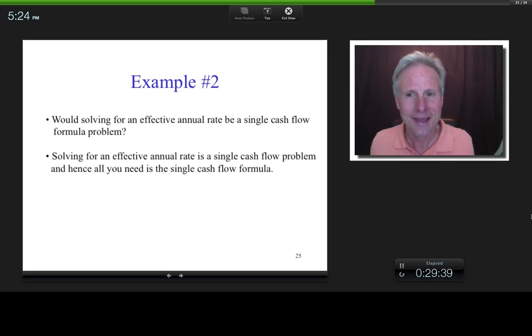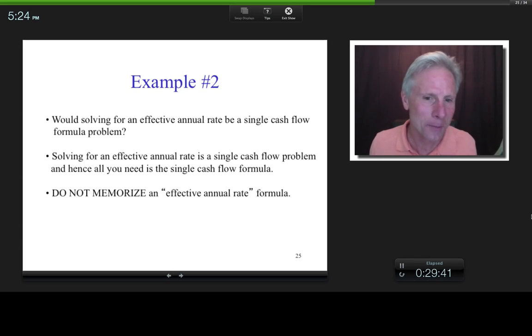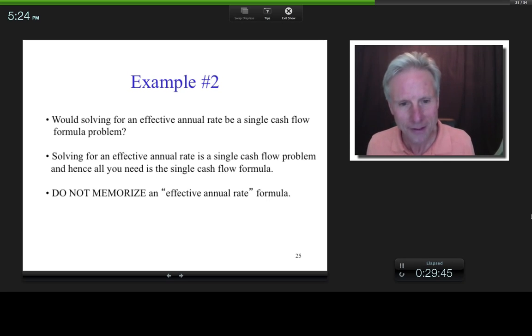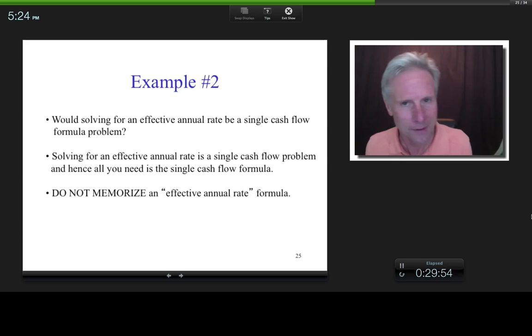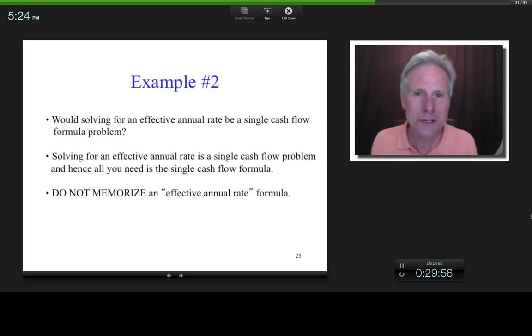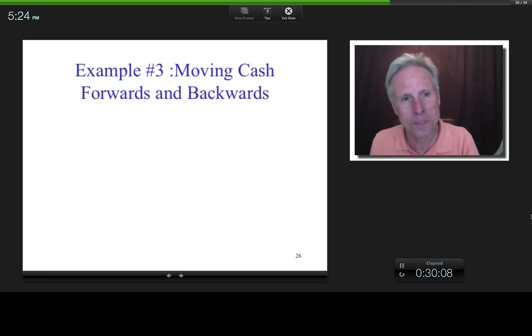Okay? And yet, again, as I mentioned, if you go to textbooks, they're going to have these complicated looking formulas, and they're going to call this our effective annual rate formula. All right, well, don't memorize those. You don't need those, because as I've just demonstrated to you, if you understand the only single cash flow formula that exists, then you can do all of these problems based just on that, at least all these effective annual rate problems. So let's do another example, moving cash forwards and backwards.